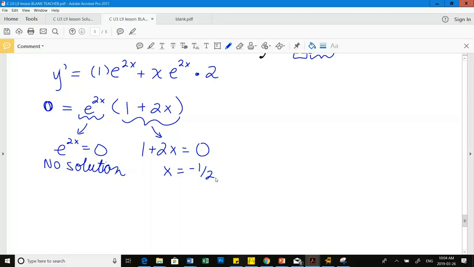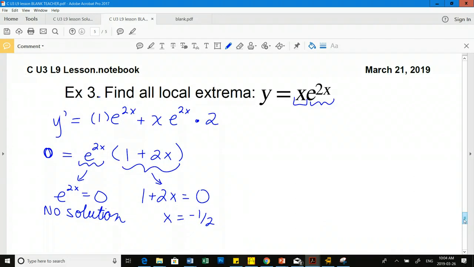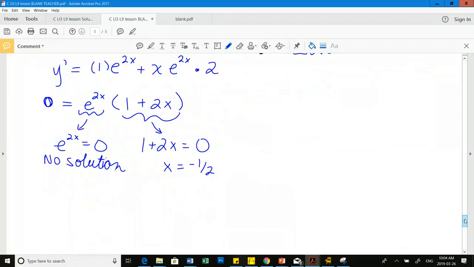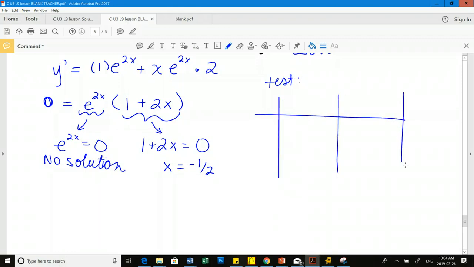Roots. Yeah, the root is 0, 0. Because when I set my original equation equal to 0, the only thing that makes this 0 is when x is 0. So it crosses at 0, 0. Okay, so I need to do a test for this. We're going to do a test in the first derivative chart. We could do that as well, if you want to do that.